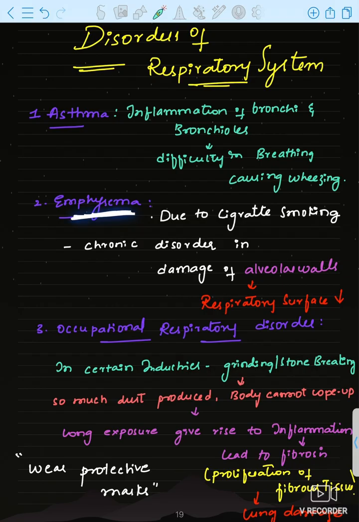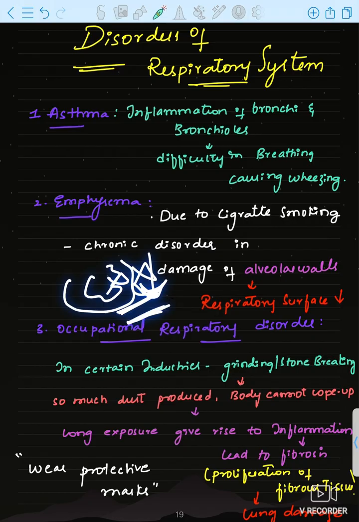Next, emphysema. Why does it happen? It is mainly due to cigarette smoking. It is a chronic disorder, which means it is not a sudden disorder. You are smoking for a long time, and after a long time the problem occurs. What happens? The alveolar walls will be damaged. What happens if the walls are damaged? The respiratory surface area will decrease. Then how will diffusion of gases occur? Diffusion of gases will not occur.